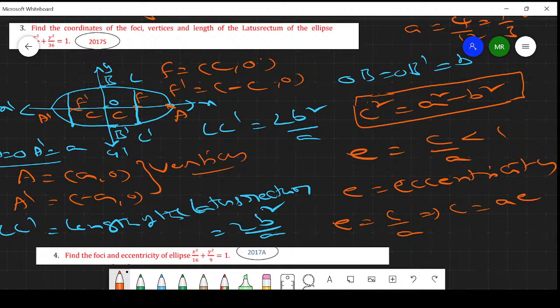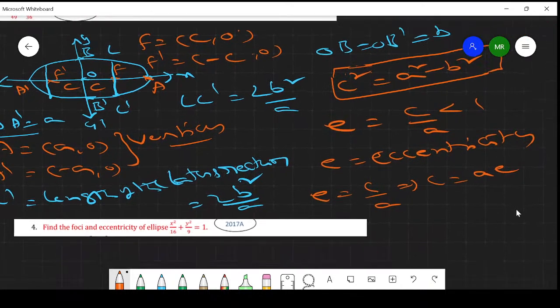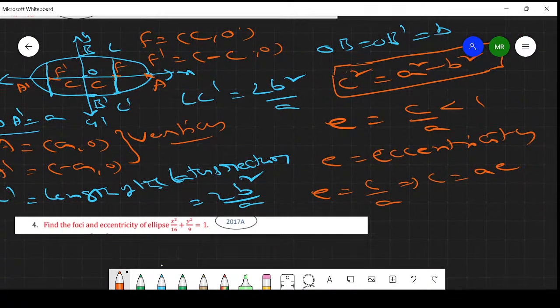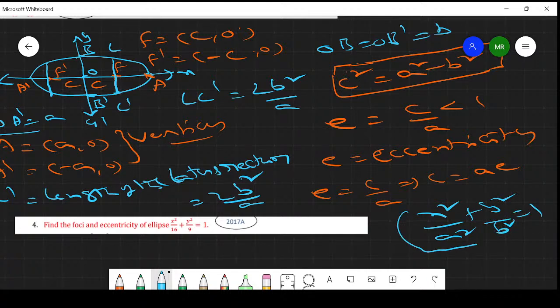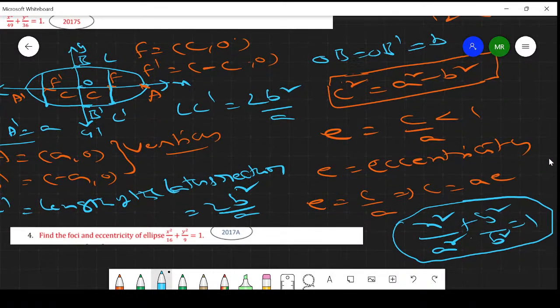Remember that c equals ae. Now, what is the actual equation of this ellipse? Finally I tell you the equation of this ellipse. Remember this point: the equation of this ellipse will be x square by a square plus y square by b square is equal to 1. That is the equation of the ellipse.